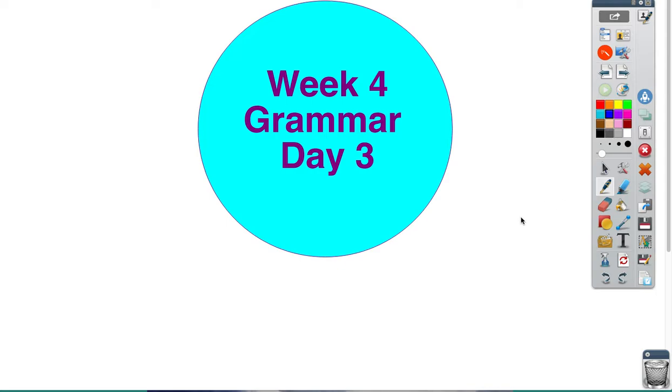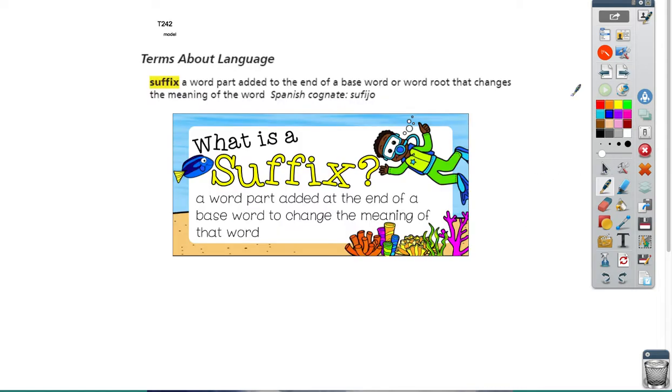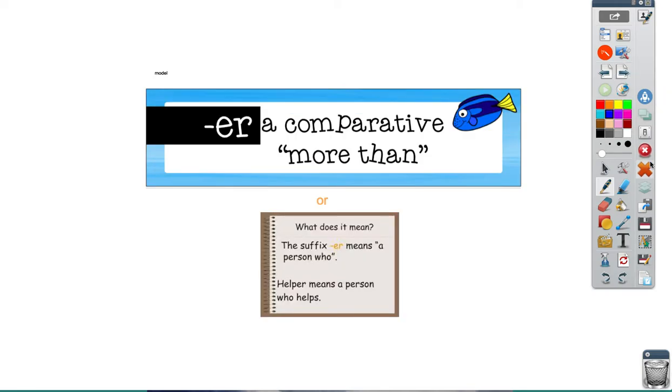All right, guys, for our last day of grammar this week, we're going to just do review of what we learned last week. We're going to take a look at some suffixes that you're already familiar with. Let's take a look at what a suffix is. A suffix is a word part that's added to the end of a base word, and it changes its meaning entirely. The first suffix we're going to take a look at is ER.